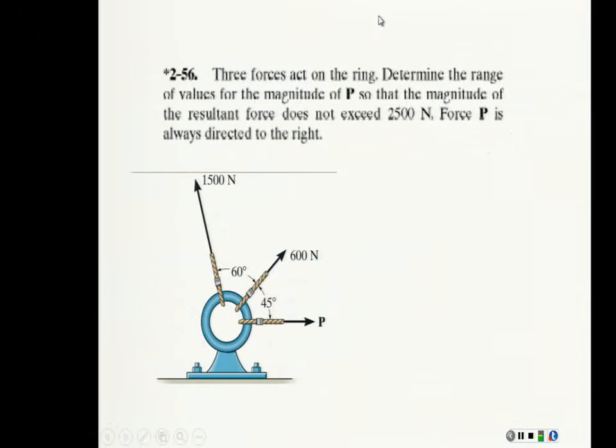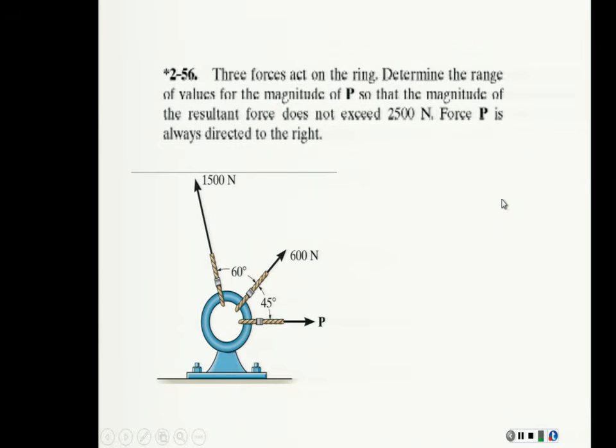Okay, another problem. It says 3 forces act on the ring. Determine the range of values for the magnitude P so that the magnitude of the resultant force does not exceed 2,500 newtons. What? That's crazy. How are you going to solve this problem? In the same way, I told you, every single problem we solve it in the same way.